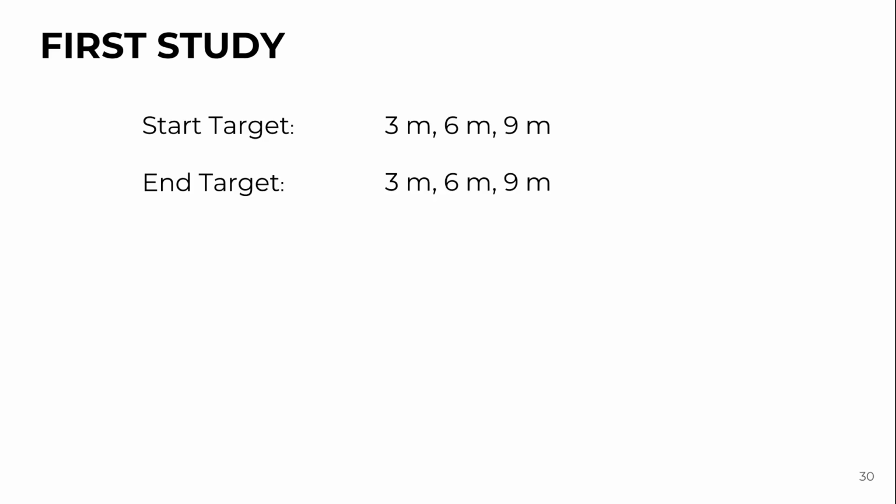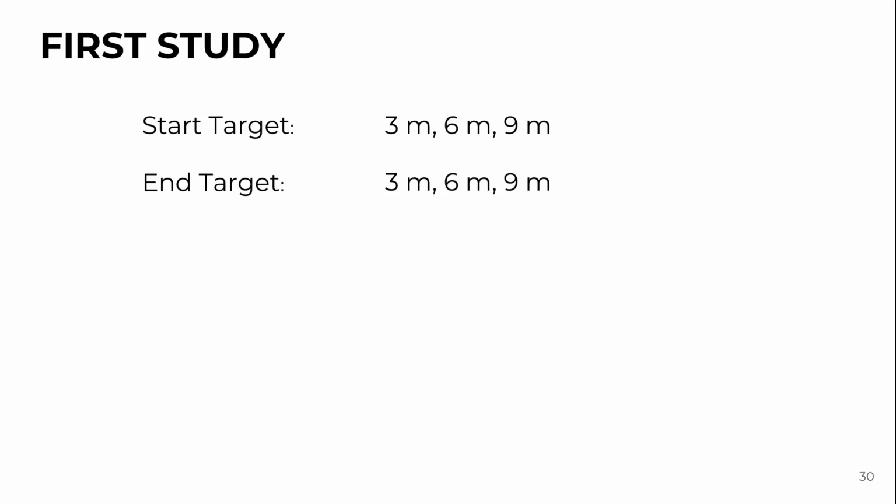With the first study, the purpose of the experiment was to better understand human head and hand behavior during ray pointer movements with controlled target distances and sizes. Since we did not know if we'd be able to infer depth from the results, we controlled the depth of the start and end target to 3 meters, 6 meters, and 9 meters.